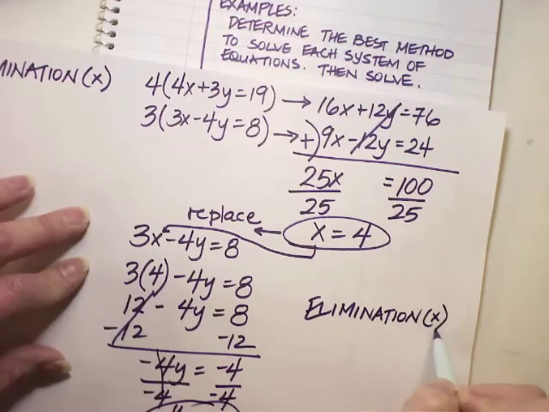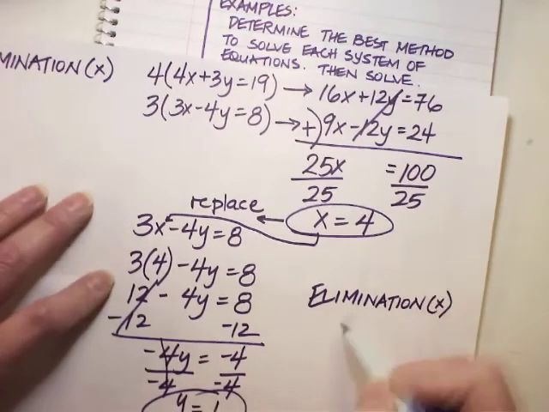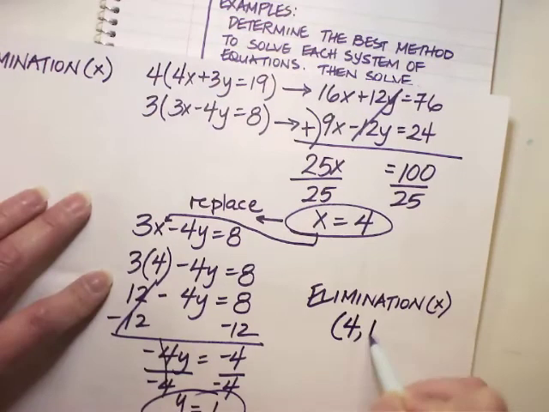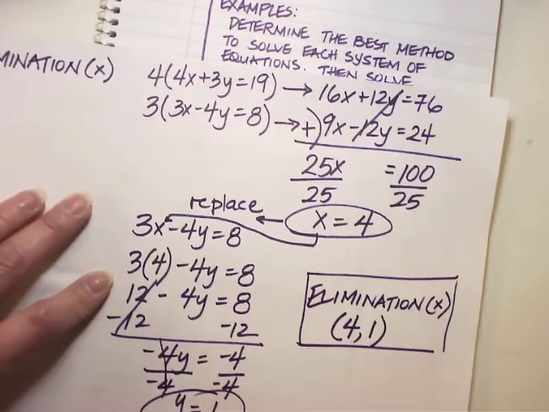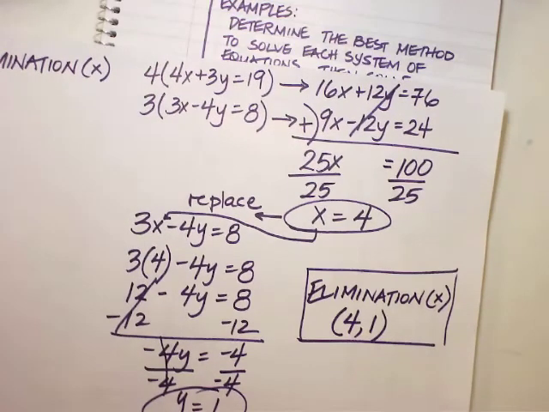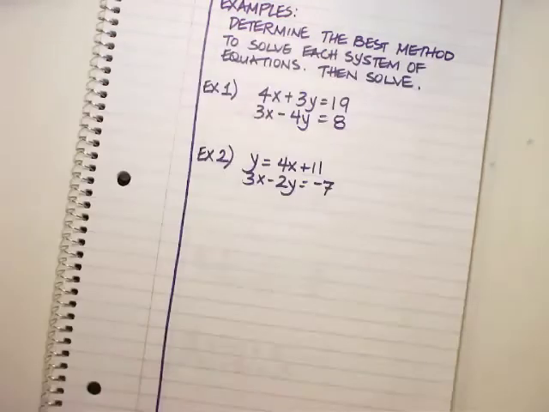Multiplication was the best method, and what was my solution? I had 4, 1. So be sure to write your ordered pair. This would be my final answer. Okay? Let's go ahead and try the second example now.